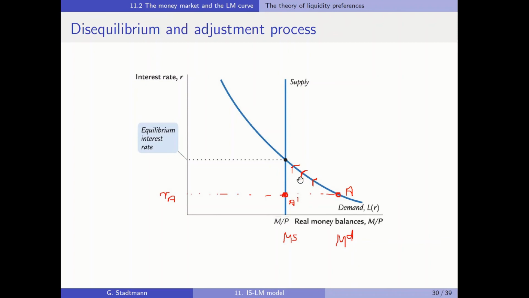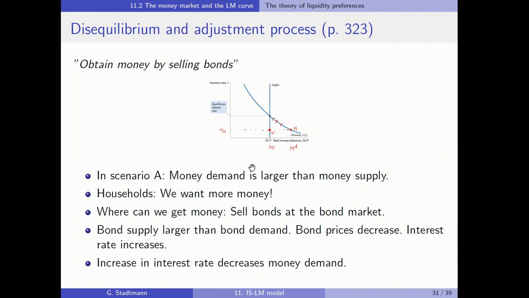And here it is already indicated in this graph that this will lead to a situation where the interest rate increases, so that in the end, the equilibrium level of the interest rate will prevail. But why is it exactly that the interest rate increases? Let's have a look on the next slide and the line of argumentation. In the book, it's a little bit unclear. It says in case that money demand is larger than money supply, the households obtain money by selling bonds. It's just one sentence on this page, so let's go into detail.